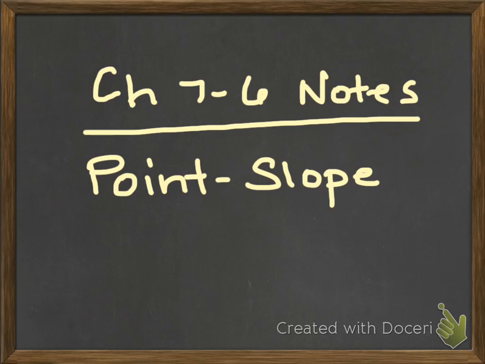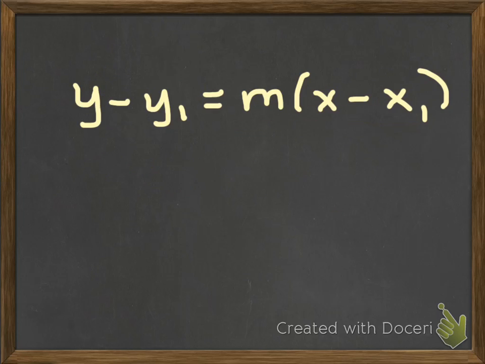Okay, on chapter 7-6 notes, we're going to use point slope to find the equation of a line. We're going to be given a point and a slope, and from the point and the slope, we're going to find the equation of the line. The formula for point slope is y minus y1 equals m(x minus x1). The regular y and the regular x are part of the formula, so they'll always be there. The y1, the x1, and the m, we're going to end up putting numbers in.